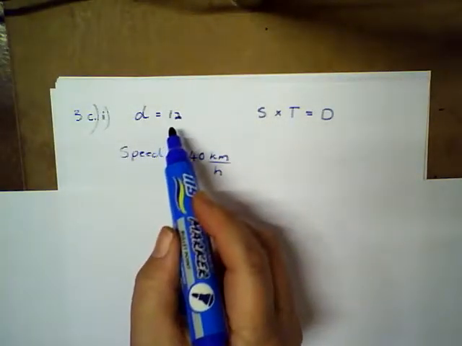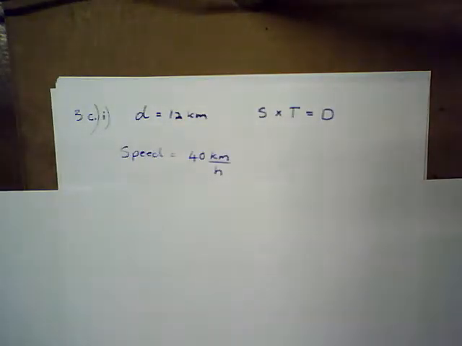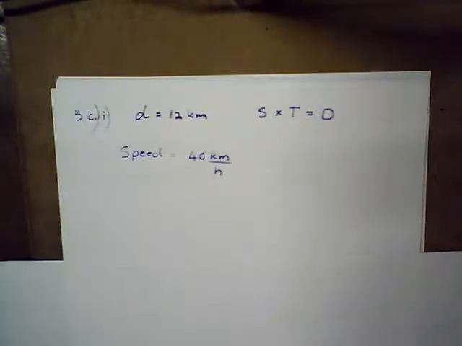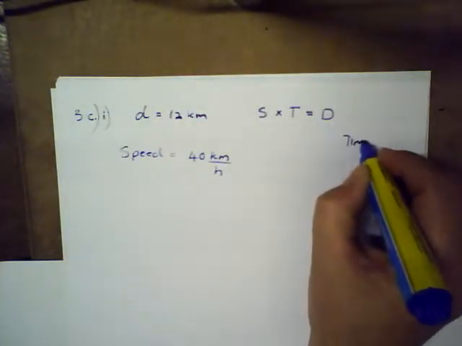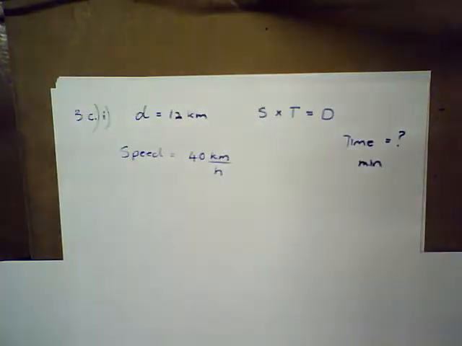Question 3, C1. With no stops, Damon completes the 12-kilometer journey at an average speed of 40 kilometers per hour. So there is his average speed, and the distance is 12 kilometers. Now they ask us, find the time taken in minutes for his journey. So we want to find time, and it must be in terms of minutes.